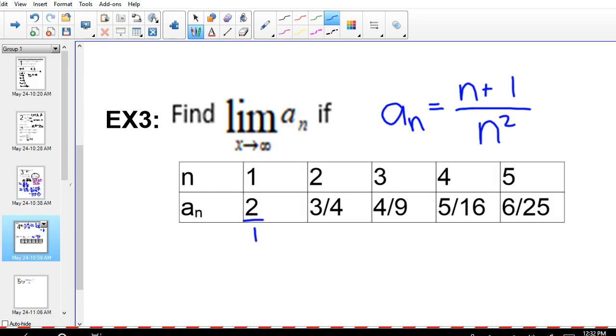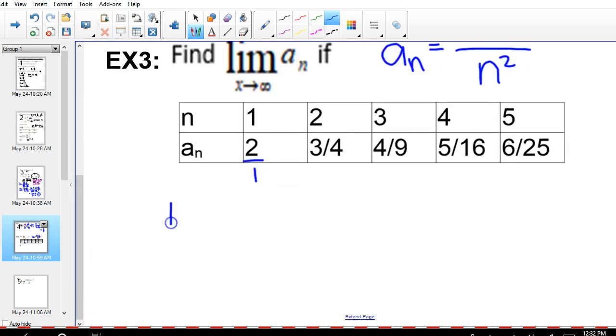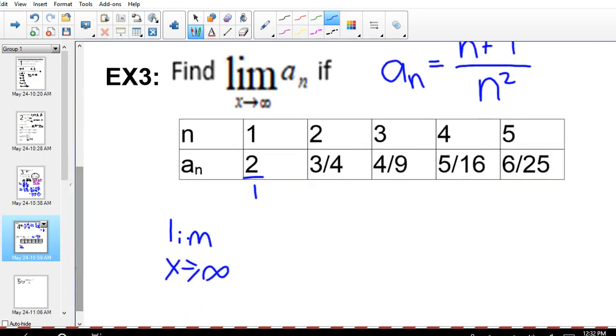Okay, so what I'm having to find here is my limit as x approaches infinity of n plus 1 over n squared. So I'm going to show you a trick on this one. You could do exactly what we did on the last two problems. You could divide everything by n squared and it'll work and you'll get the right answer.